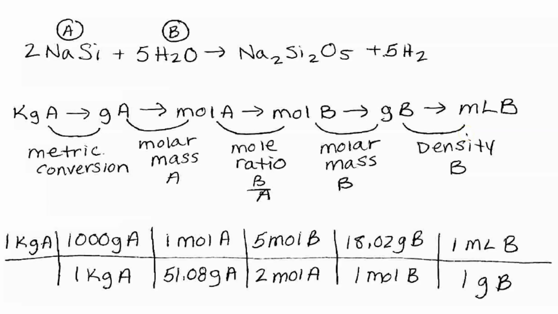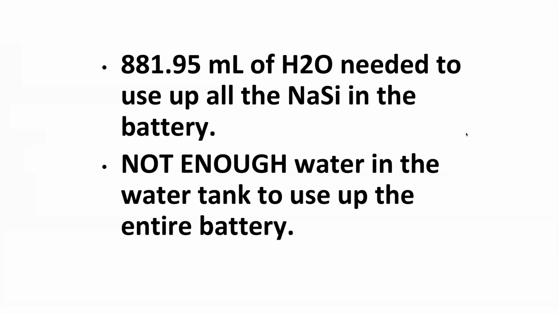As we can see at the bottom, our string of calculations, again, kilogram, everything cancels out except for milliliter, which is what we're solving for. And my answer is 881.95 milliliters of water are needed to use up 1 kilogram of sodium silicide in the battery. Now remember, we only had 500 milliliters of water in there. So obviously we don't have enough to actually use up the entire battery, which means I guess the battery could be used even longer. Any questions on this?